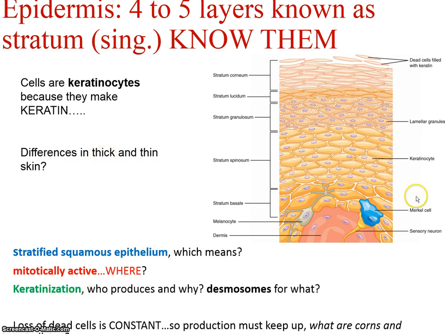Keratinization, right, is a process by which we are taking on more and more keratin in these cells. And eventually this really leads to the death of the cells. So they accumulate so much they can't function anymore. You also see in the epidermis these cellular junctions called desmosomes.